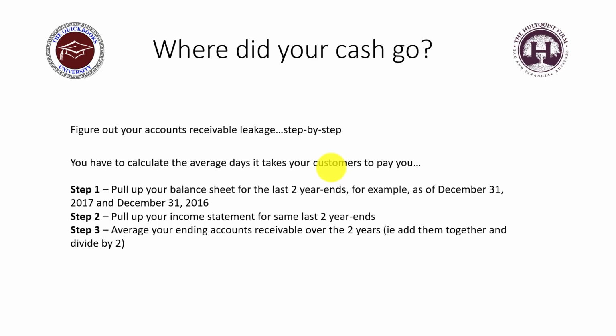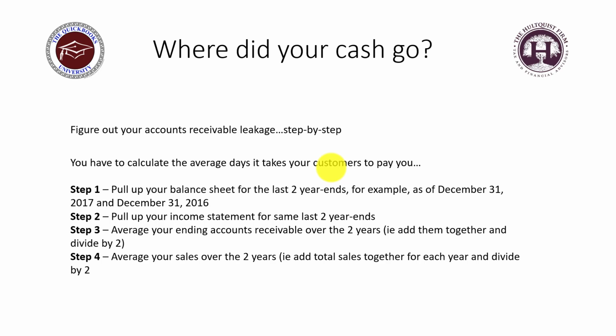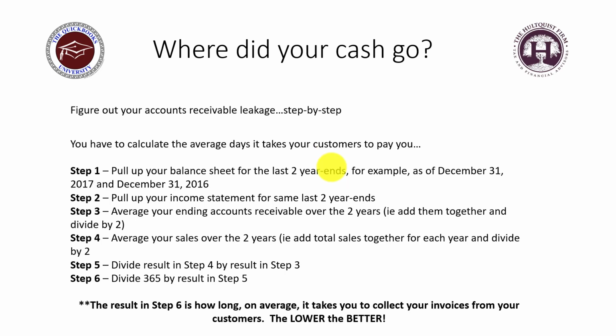Step three, you're going to look at your balance sheet and average your ending accounts receivable over those 2 years. All you're going to do is add them together and divide by 2. Not hard to do. Step four, you're going to average your sales from your income statement over the 2 years. You're just going to add the sales together for each year and divide by 2. Step five, you're going to divide the result in step four, which is the average sales, by the result in step three, which is your average ending accounts receivable. And then step six, you're going to divide 365, because that's the time period we're using, 1 year, by the result in step five.